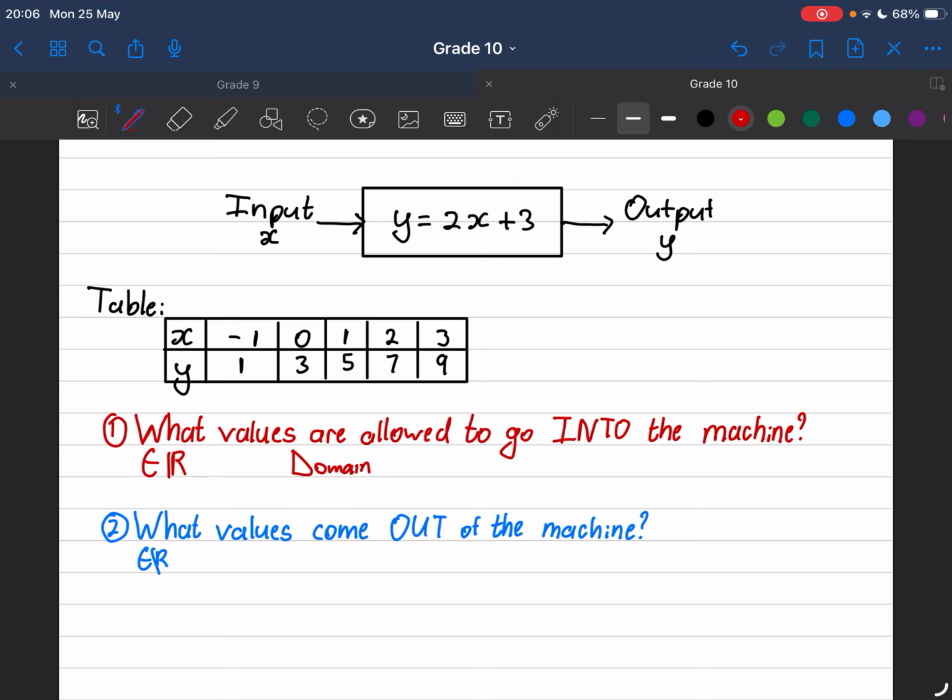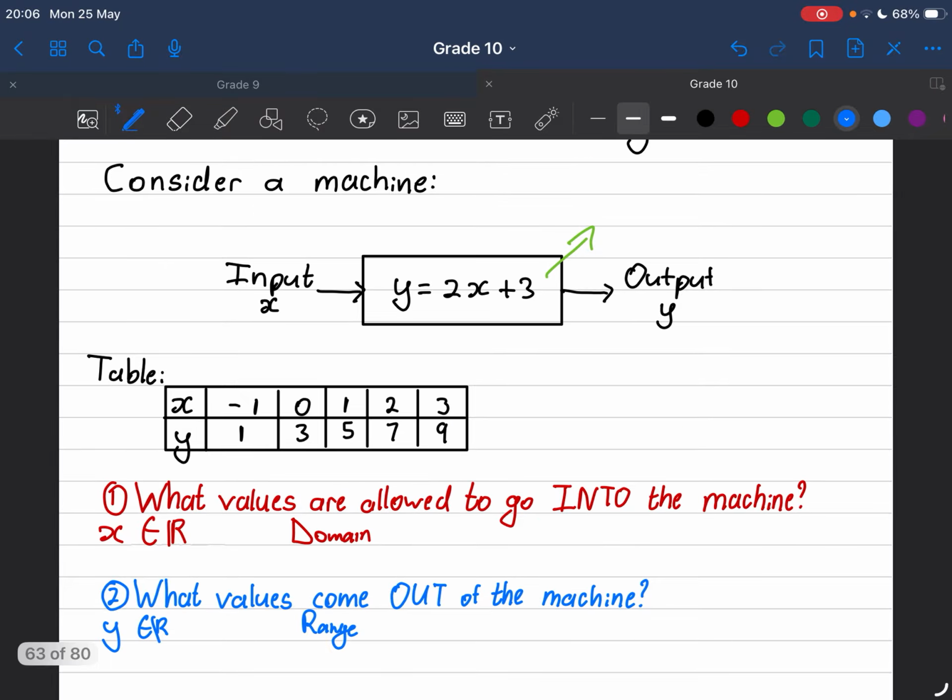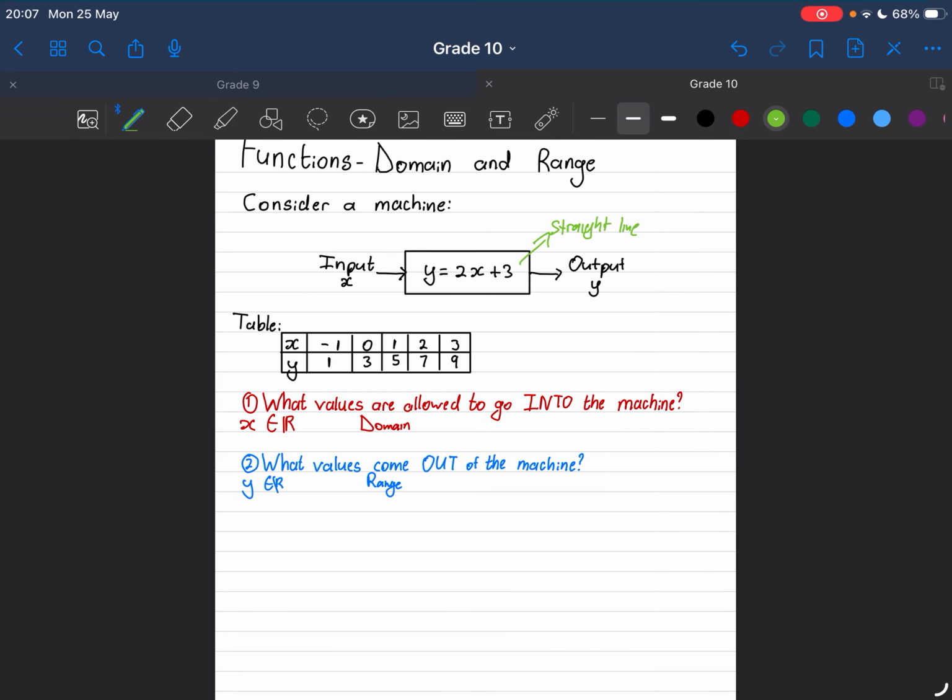Now the question we asked, what values go into the machine? That's the domain. And what comes out of the machine? That's the range. This function is a straight line function. The domain again is the x values, because you put x values into the machine, and the range is y values, the ones that come out. So from this we understand that for a straight line function, x is an element of real numbers and y is an element of real numbers. All right, that's the concept we have here.